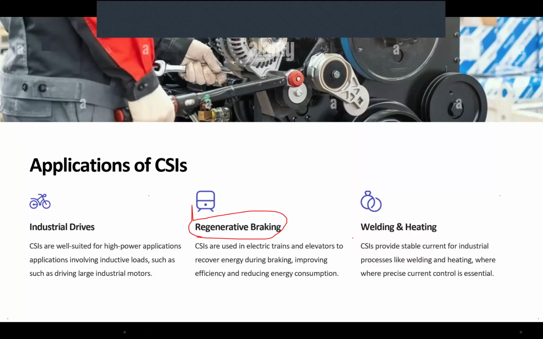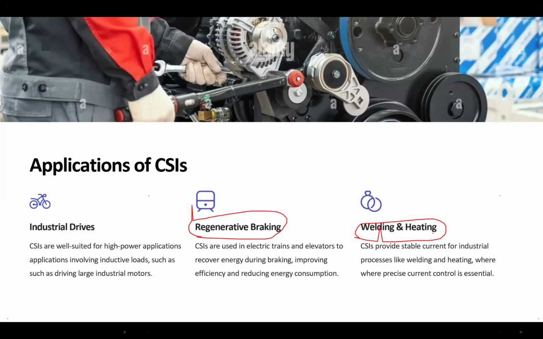Okay, now another type of application is welding and heating. Why? Because in these applications we need a higher current and we need a stable current at the output. So this is another application of the CSI.